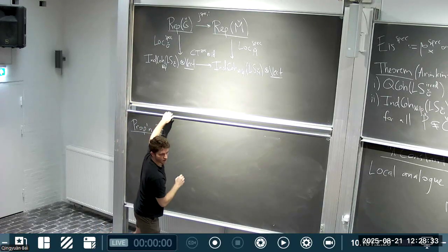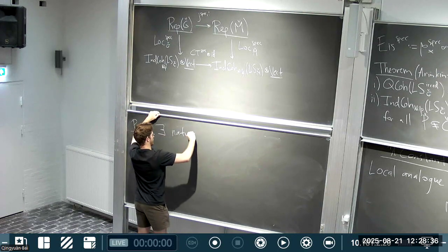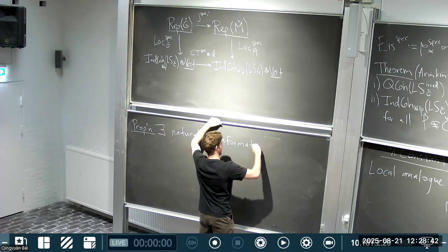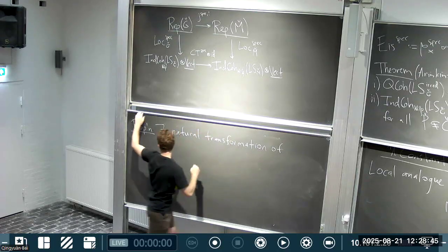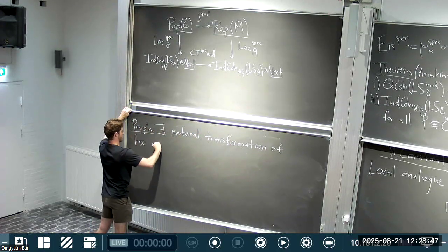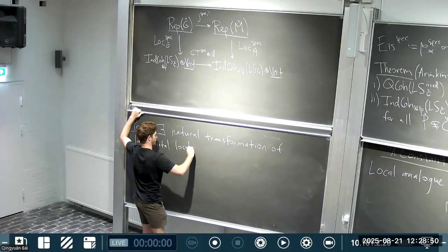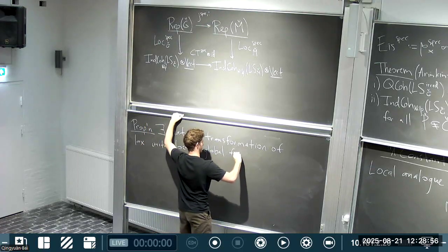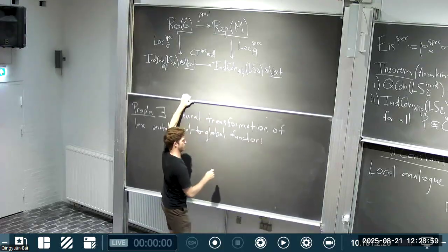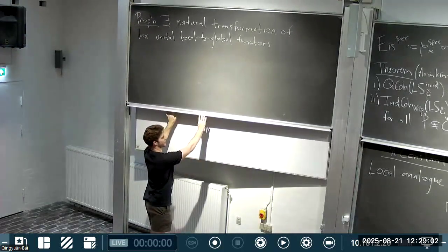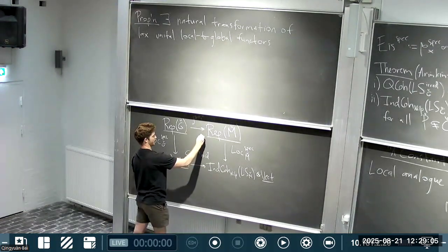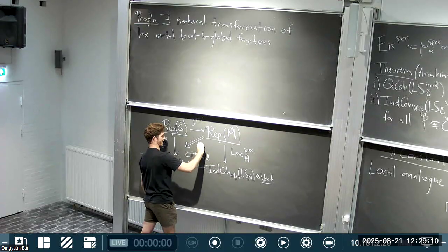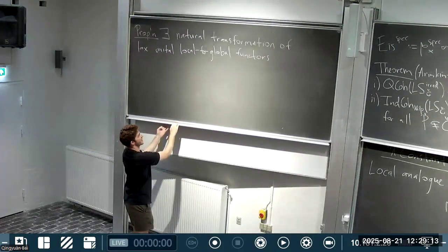So the point is there exists a natural transformation of lax unital local to global functors. They split up here to be closer to right. So it's going to go from this upper right leg to the lower left leg. And let me call this, I don't know, call it eta or something. So there exists such an eta.